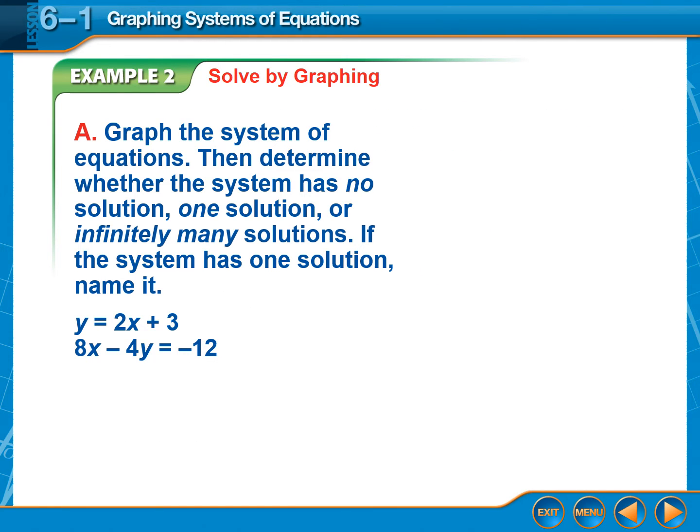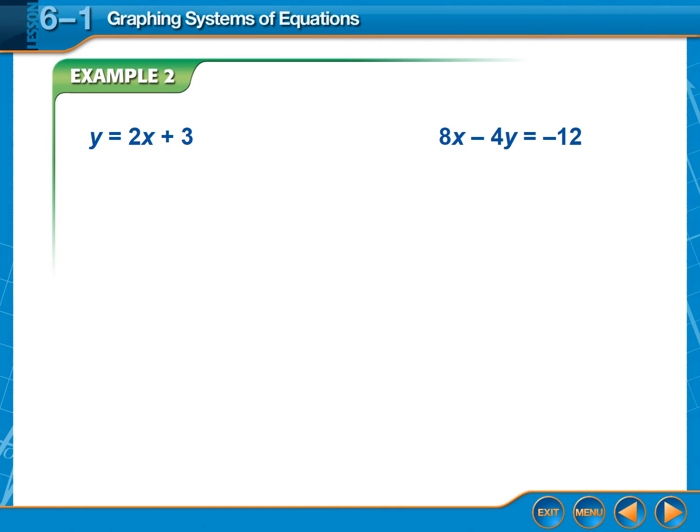All right. Next, we're going to graph a system of equations and determine whether the system has no solution, one solution, or infinitely many solutions. And if the system has one solution, we're going to name it. So the two equations that we're looking at are y equals 2x plus 3 and 8x minus 4y equals negative 12.